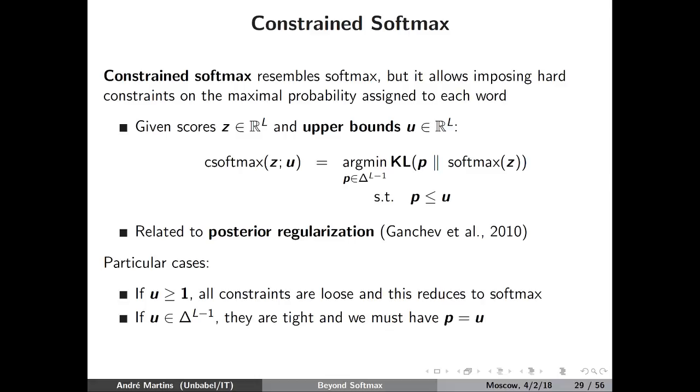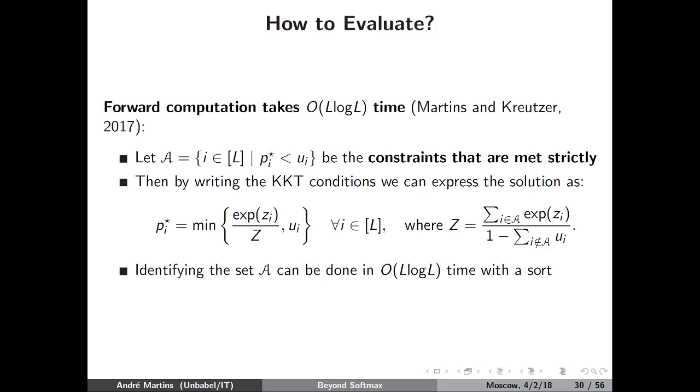And so, okay, how can we evaluate this transformation? There's an algorithm that we have derived that takes, again, L log L time. It also requires computing a sort operation, and we do this by computing the coordinates that are met strictly. We write the KKT conditions. I'm going to skip details because there's not so much time. But it's the same idea that we had with Sparsemax.